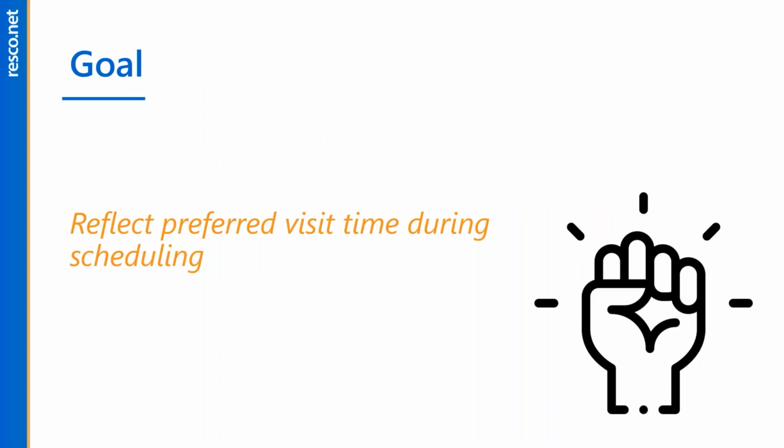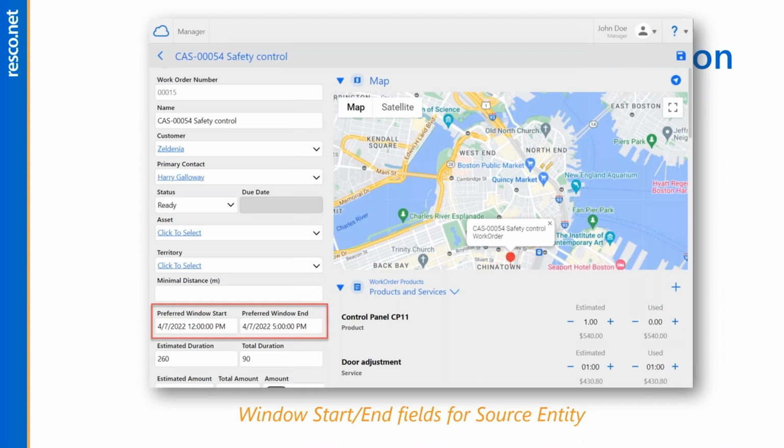So with this, we wanted to reflect the preferred visit time during scheduling. For example, some work needs to be finished by some date, or to finish the work tomorrow afternoon, or finish the installation next week. So there was no exact date, but some kind of gap or time window. So what was our solution with that? First of all, this functionality requires some more information to be added on the schedulable source. And we have added new fields, preferred window start and preferred window end, which define when something should be started and ended, some kind of time gap or time period.